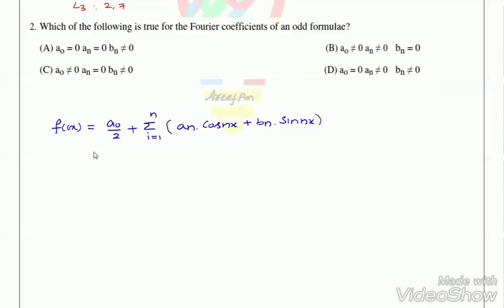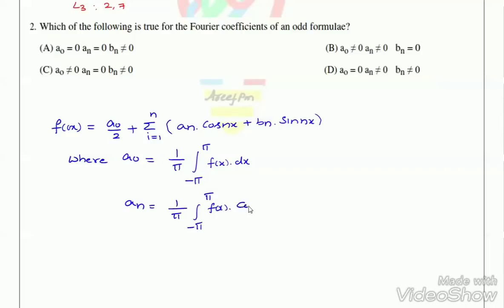This is the basic formula, where a0 is equal to 1/pi times the integral from minus pi to pi of f(x) dx, and similarly an is equal to 1/pi times the integral from minus pi to pi of f(x) cos nx dx, and similarly bn is equal to 1/pi times the integral from minus pi to pi of f(x) sin nx dx.